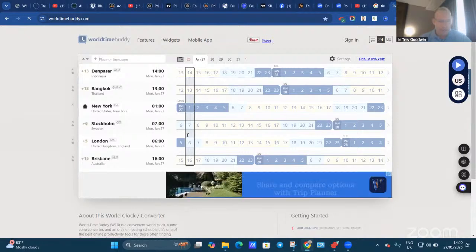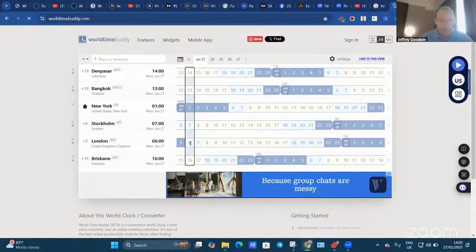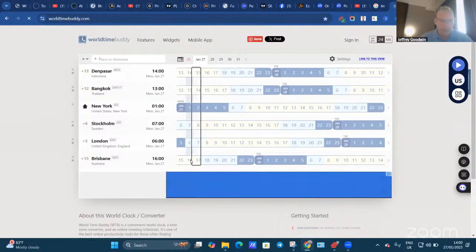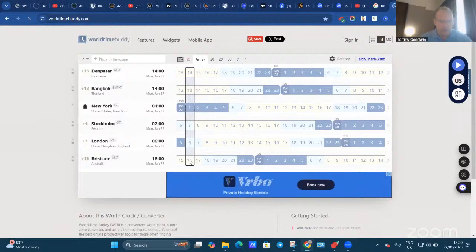Sweden, 7. I typically start looking at the charts around about 6 a.m. UK time, which is 1 a.m. Eastern Standard, which is Brisbane there. My good friend Chris will start coming on around about this time. Okay.